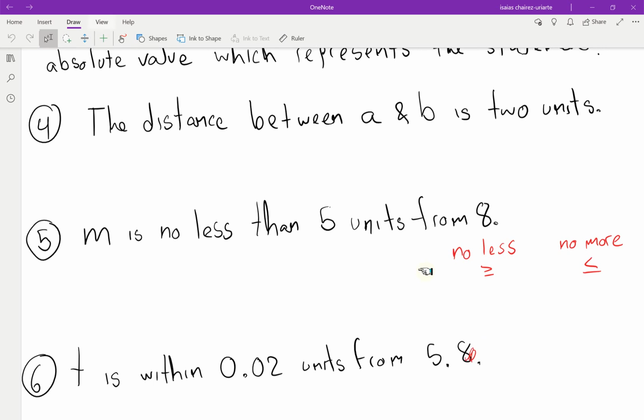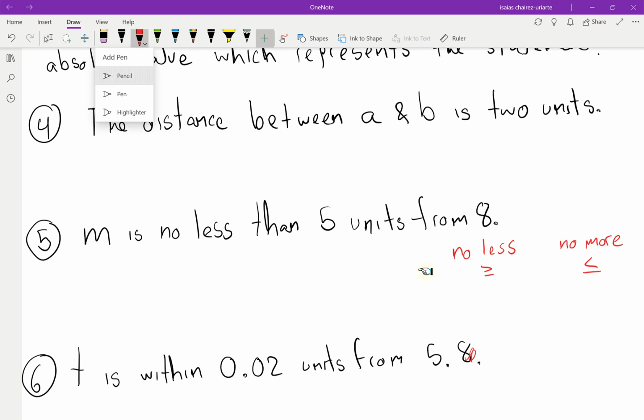What happened now? There we go. Okay. So pause the video, take a couple of minutes and try to see if you can come up with the correct absolute value equations and inequalities for each one of these statements. All right, let's see. So let me begin with this question 4 here.